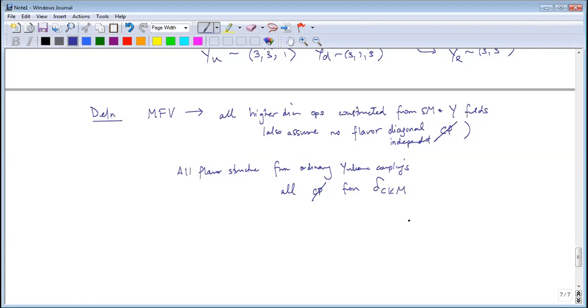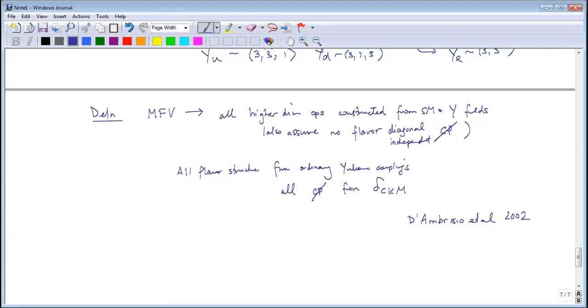So this was explored in detail in a famous paper in 2002, and there were some earlier discussions as well that were a little bit more restrictive, where they insist that all operators generated are only of the same form as the standard model operators, no new ones, okay?